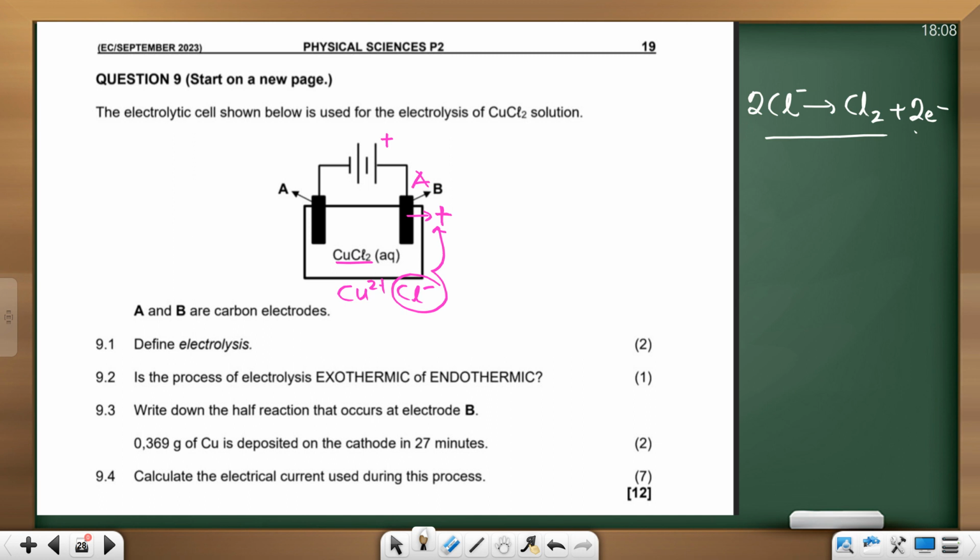That is 2 marks. Just use the charges. Don't cram anything. If that's the positive, which one should go there? Then that's the anode. You go to your table, from the right-hand side to the left-hand side.